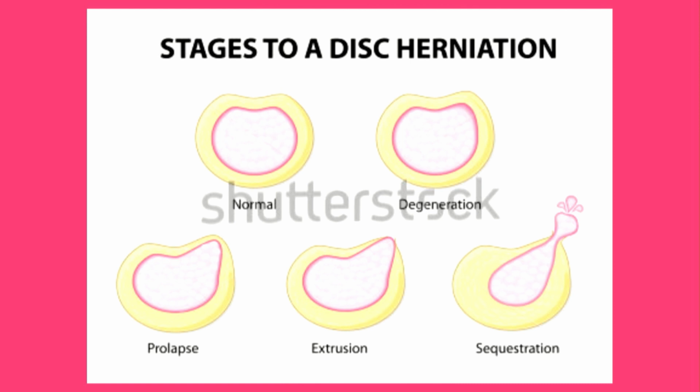The stages of a disc herniation: in this picture we have a normal disc, and the second one shows early degeneration of the disc. We have a prolapsed disc, extrusion, and sequestration. All of these can finally cause compression of the spinal cord with root pressure, and the patient will complain of back pain and lower limb pain.